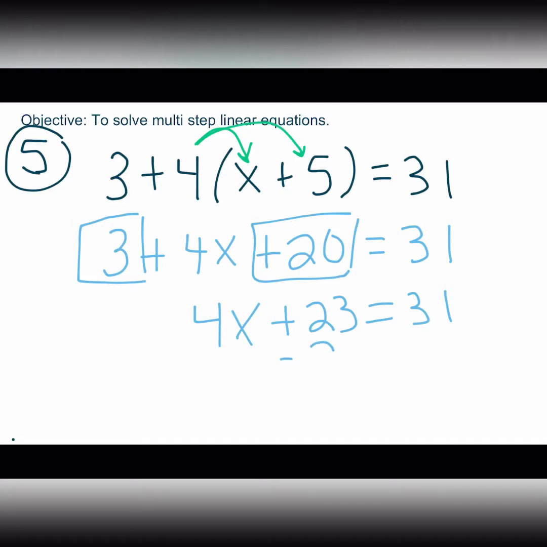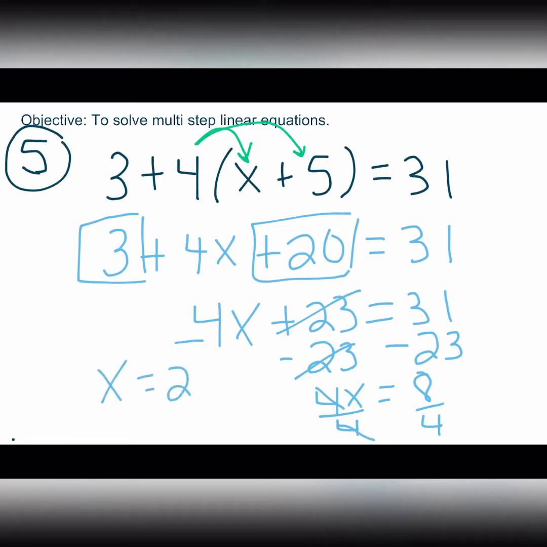Now we're going to subtract 23 from both sides to cancel out that 23. And then we have 4x is equal to 8. Now to undo the multiplication, we divide by 4. Now 8 divided by 4, write my answer over here, is 2.